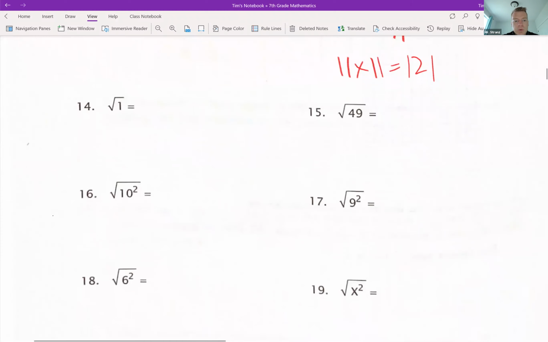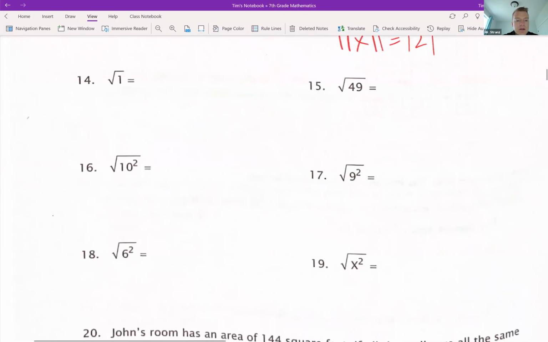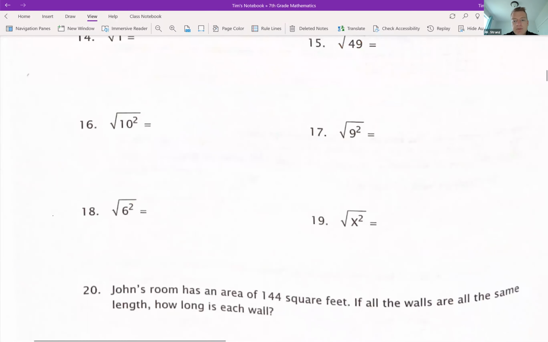Let's go to number 19, x squared. We know the square root of x squared has to be x, because if we take x times x, that equals x squared. So the square root of x squared is just going to be x.